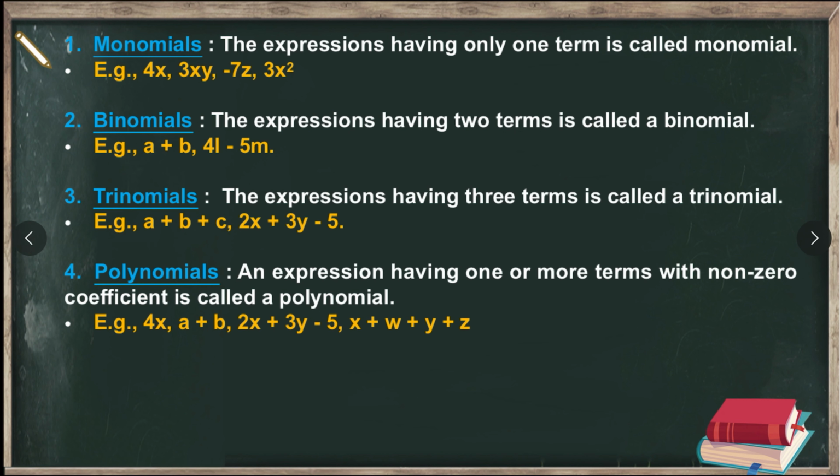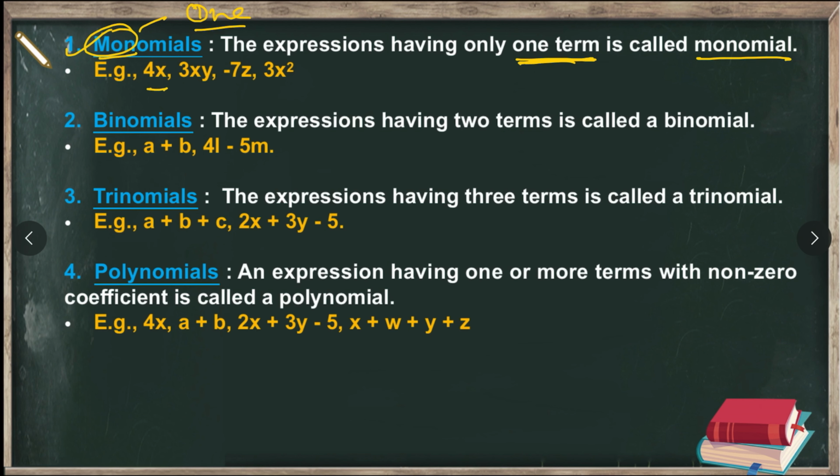Moving ahead. Next we have monomial, binomial, trinomial, and polynomial. These are categorized on the basis of the number of terms in the expression. The first one is the monomial. This word mono means one. That means an expression having only one term is called a monomial. If we have an algebraic expression with only one term, that expression will be called a monomial.